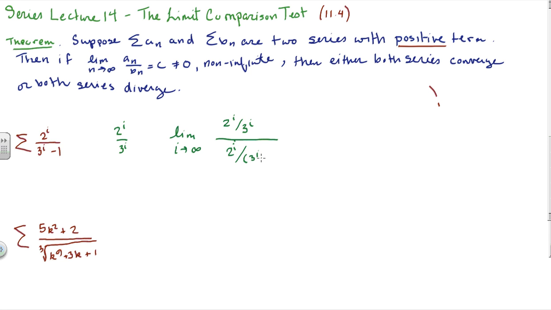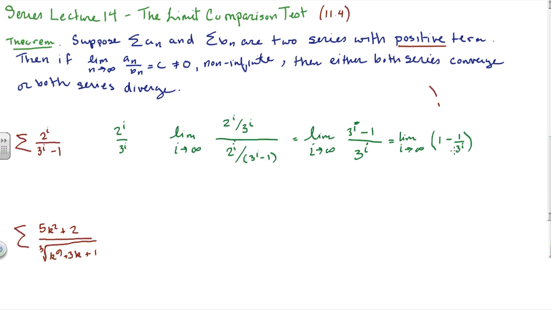So this limit here is the limit as i goes to infinity of, when you invert and multiply, the 2 to the i's cancel and I get 3 to the i minus 1 over 3 to the i. And you can probably guesstimate that the 3 to the i takes over from the 1, or you can use L'Hopital's rule, or you can, in this case, separate. I'll just do that. Just to make it clear, I'll separate it into two fractions, 1 minus 1 over 3 to the i.